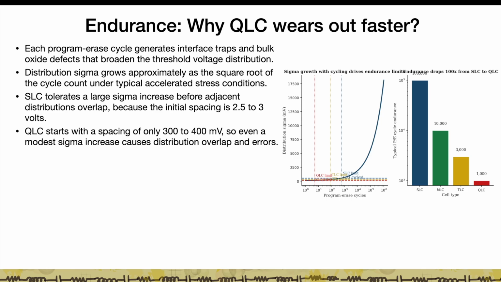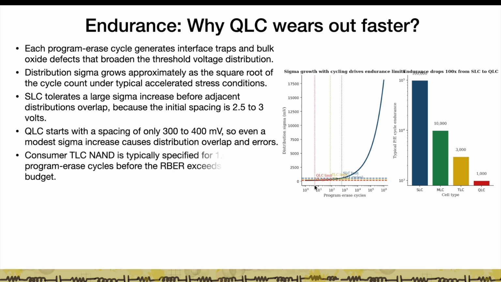The three horizontal dashed lines show the sigma limit for each cell type. QLC hits its sigma limit at around 1000 cycles. The initial margin is so thin, 300 millivolts of spacing with 100 millivolts of sigma, that even modest sigma growth from oxide damage is enough to push the distributions into overlap.